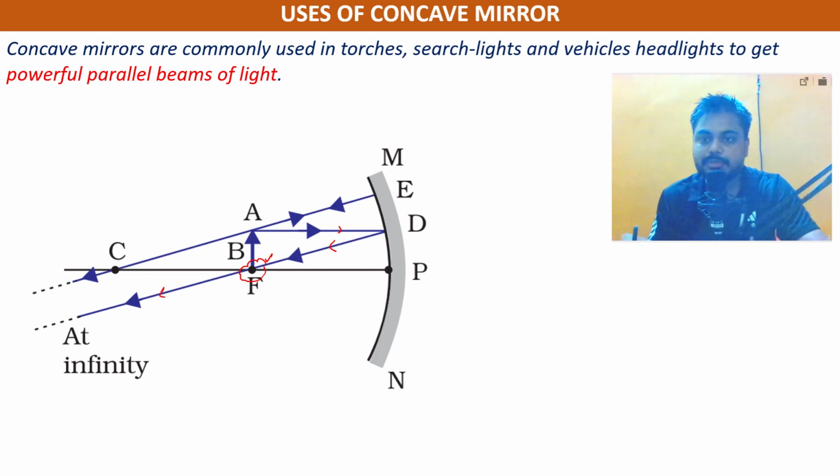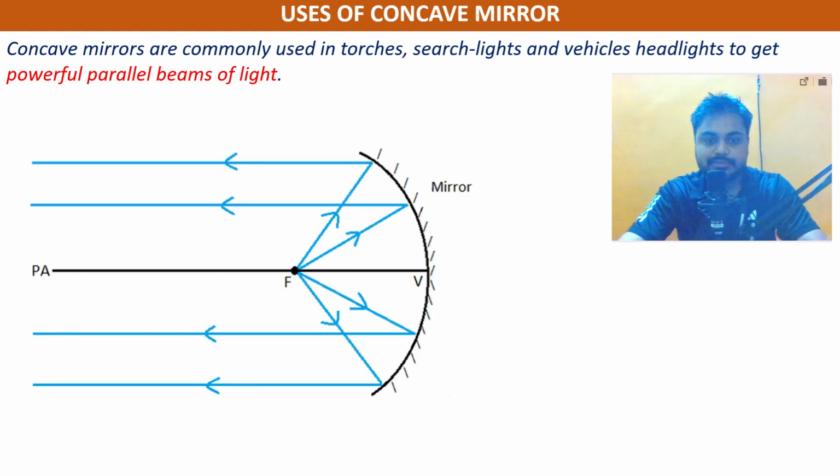There are two rays being shown here, one which is parallel to the principal axis and one which passes through the center of curvature. Both the rays are parallel, and in fact all the rays are going to be parallel. If we take this ray also, it will be emerging parallel only. This ray will also be going parallel only. So all the rays are going to be parallel when the object is placed at focus.